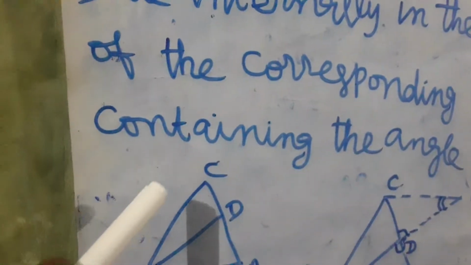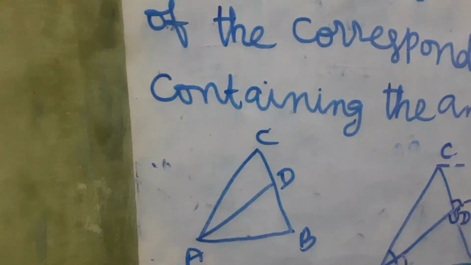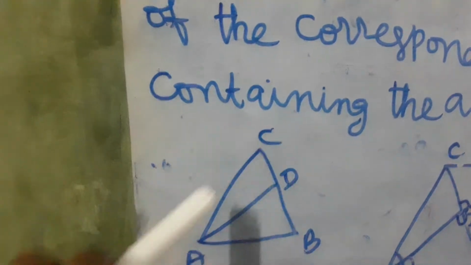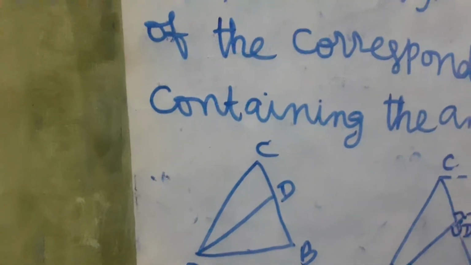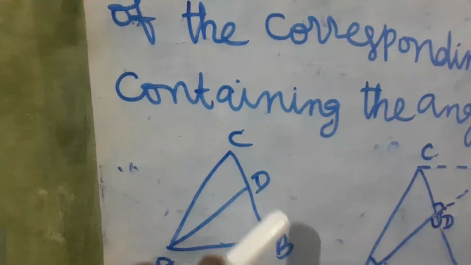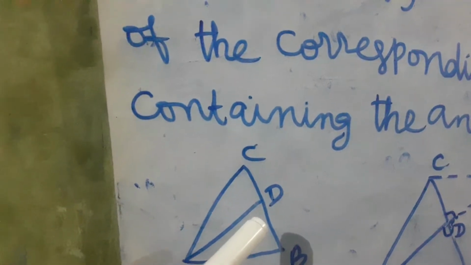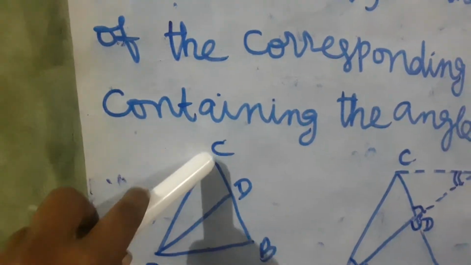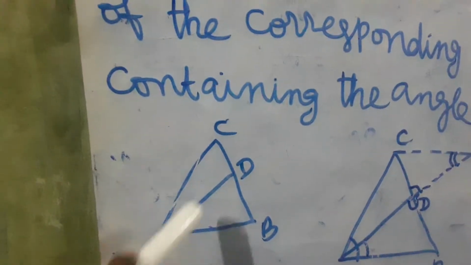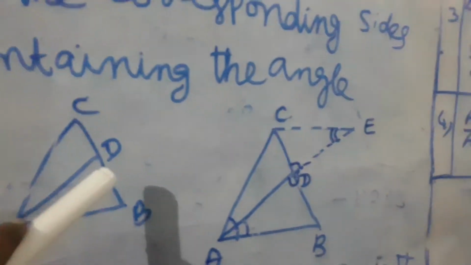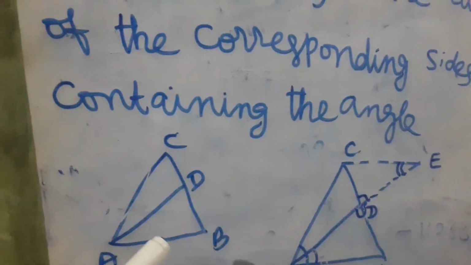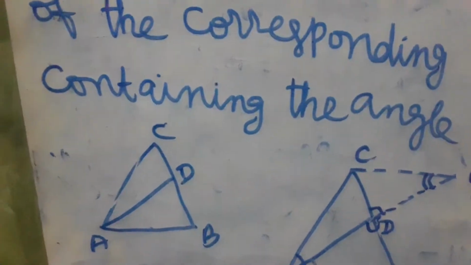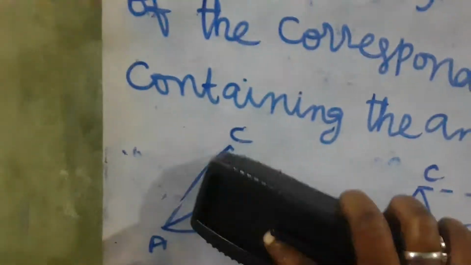First, draw the triangle ABC, and AD is the internal bisector of the angle A, CAB. We have to prove that the ratio of these two sides is equal to the ratio of these two sides. AB by AC equal to BD by CD. This is the rough diagram drawn to understand the statement.